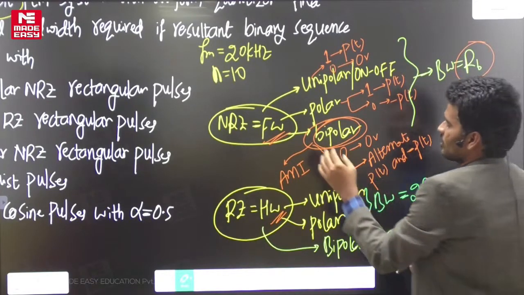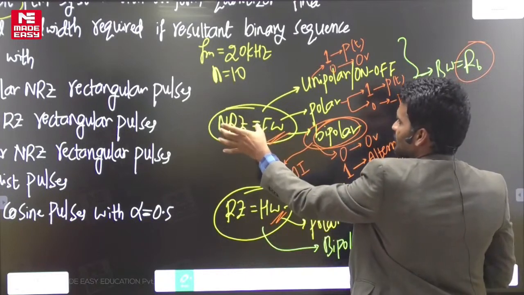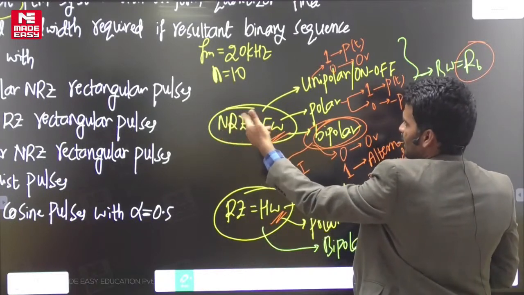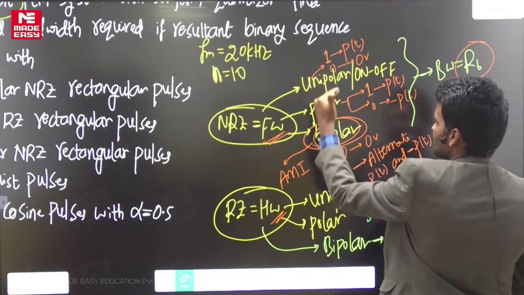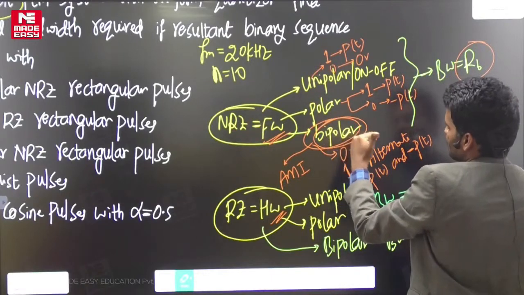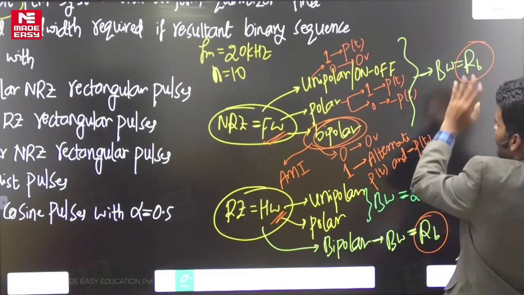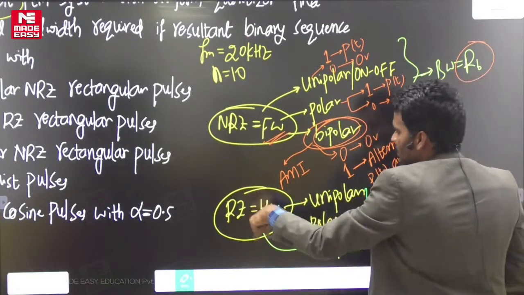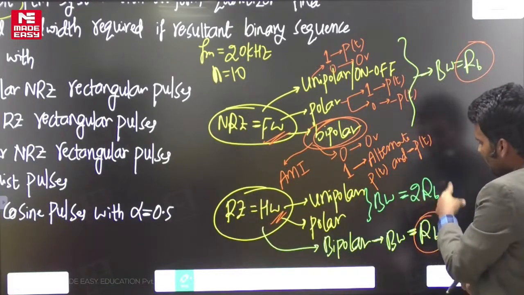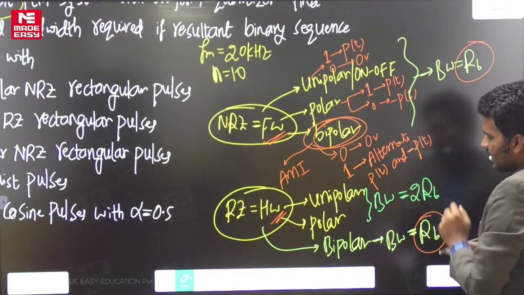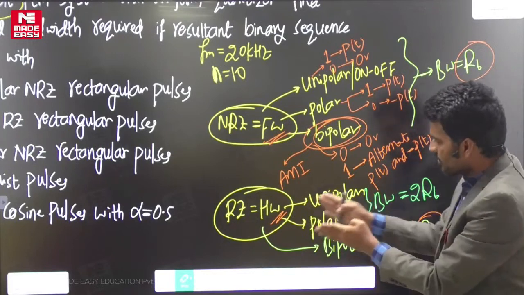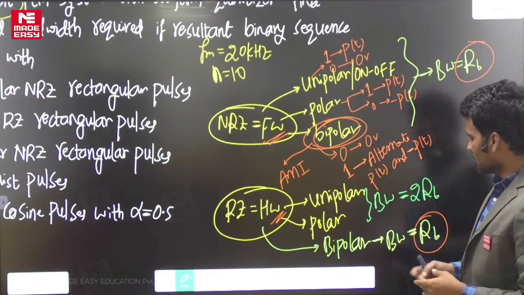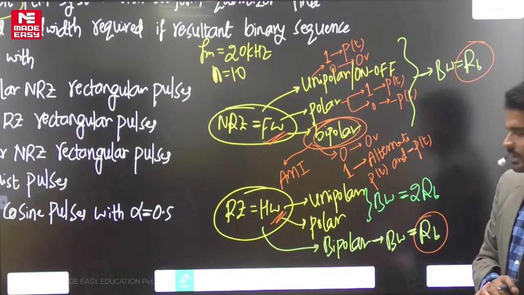Okay, so here once again I'm saying if the binary sequence is represented with full width pulses or NRZ pulses, irrespective of the coding you use, the bandwidth will be RB. For half width pulses the bandwidth is 2RB, but the exception is in the case of bipolar RZ pulses, where the bandwidth will be RB. Just take care of this.